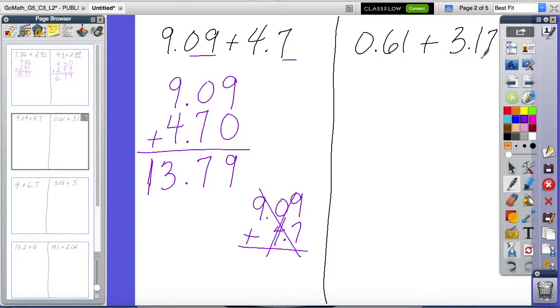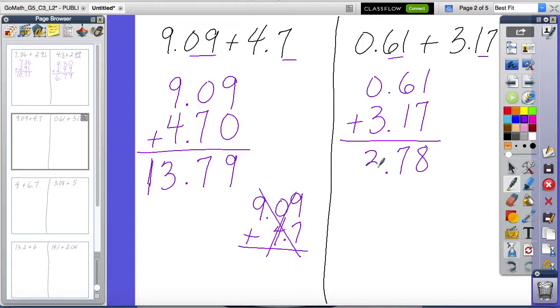The next problem is 61 hundredths plus 3 and 17 hundredths. Both of these have the same number of decimal places. That makes the lining up a little bit easier. Make sure the decimal's in line, and we write 3 and 17 hundredths. Bring the decimal point down, and we add: 1 plus 7 is 8, 6 plus 1 is 7, 0 plus 3 is 3.